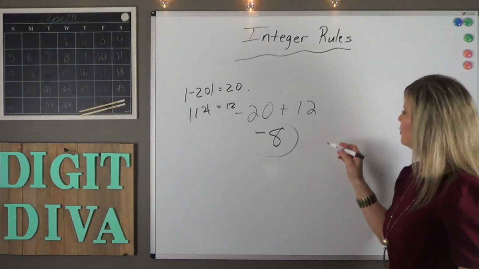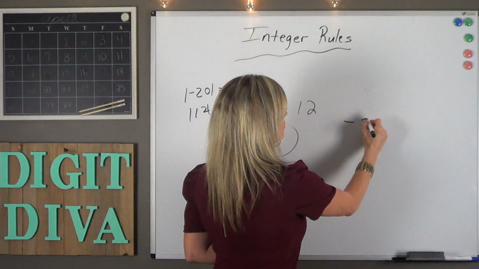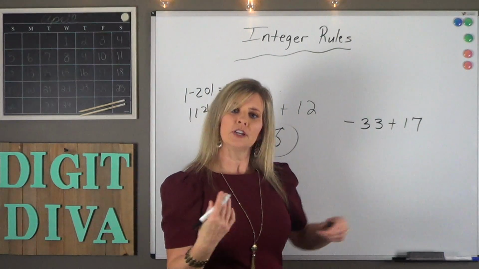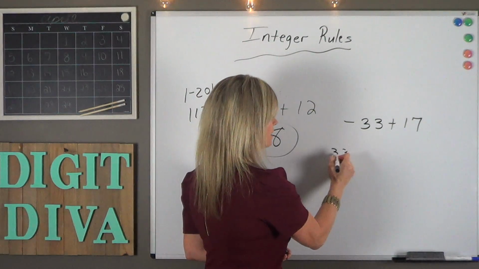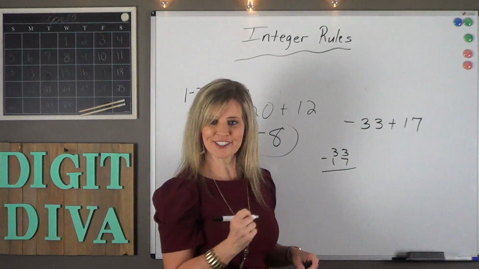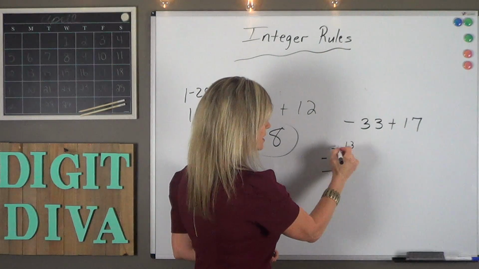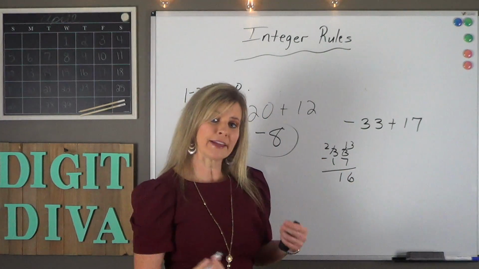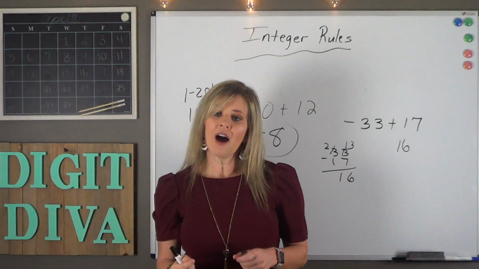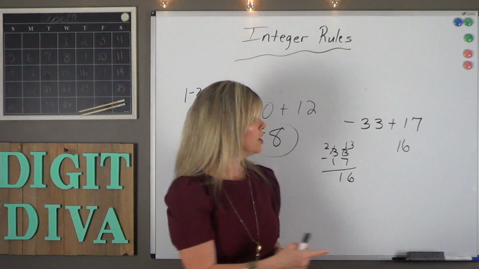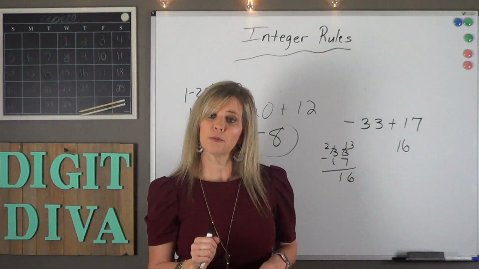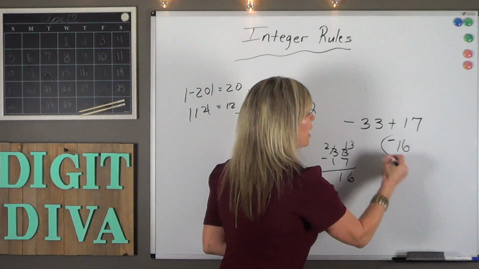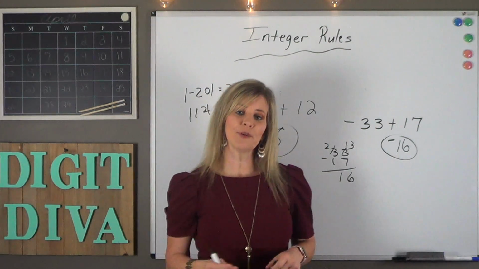Let's try one more. How about -33 plus 17? The signs are different, so we're going to have to subtract. So 33 minus 17, some old-fashioned subtraction. We're going to have to borrow. This becomes 13, this is 2. 13 minus 7 is 6. 2 minus 1 is 1. So our answer would be 16. But would it be a positive 16 or a negative 16? We'll look at the absolute value of both of those numbers. Since -33 has the greatest absolute value, our answer would also have to be negative. So that wasn't too bad.